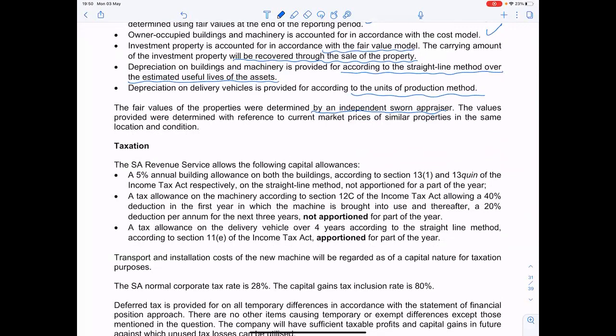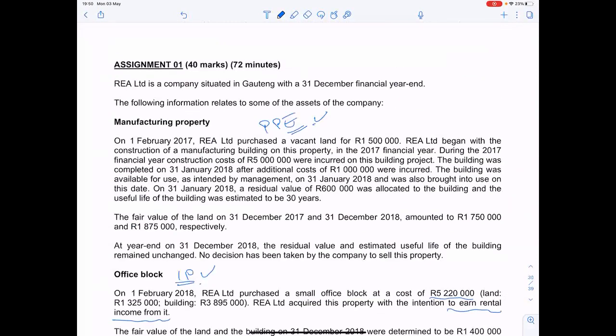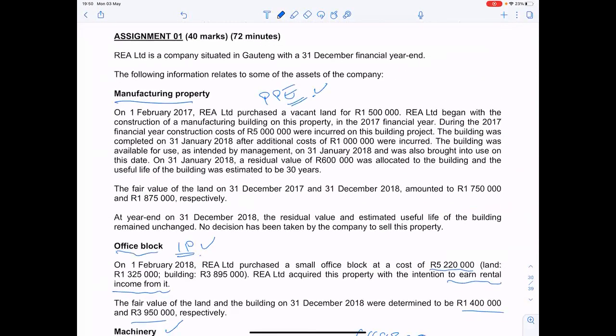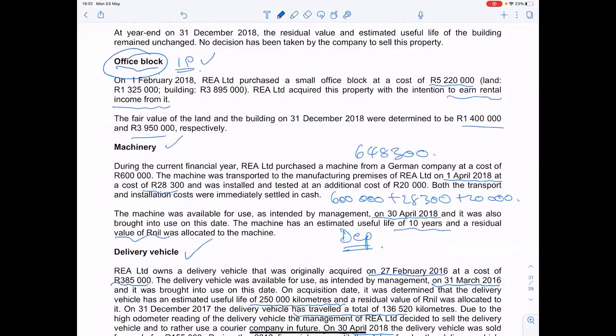So there is a 5% annual building allowance on both buildings, that is the building in the manufacturing property and the building in the office block altogether. So when we're calculating our deferred tax, we need to take note that SARS is allowing an allowance on the office block and also on the manufacturing property. But when we are disclosing our investment property, it is not going to be depreciated for accounting purposes. But for SARS purposes, there is an allowance or a depreciation according to SARS, which is a tax allowance that is allowed. Do you understand? So we are going to look at that as we are moving.